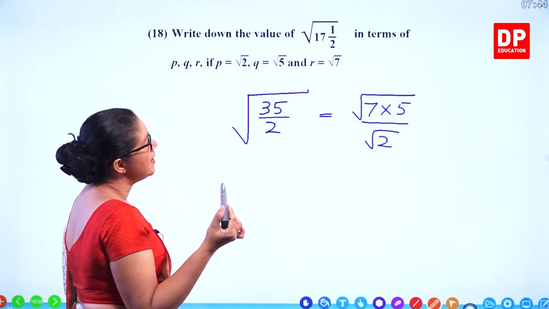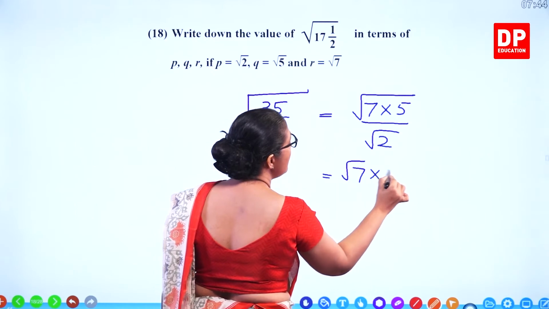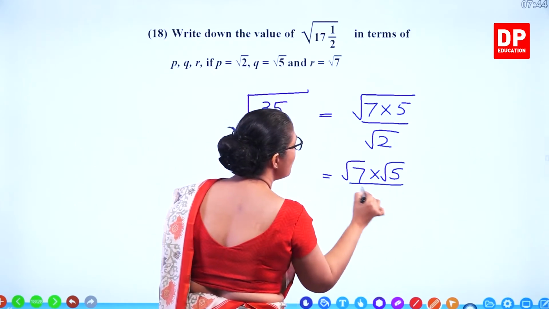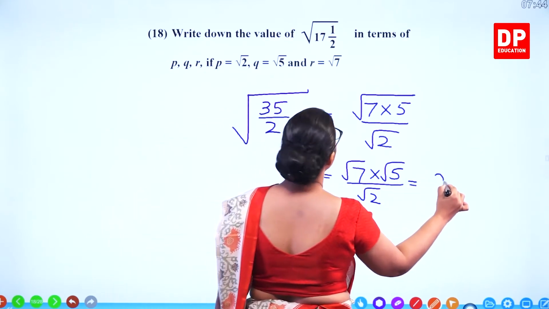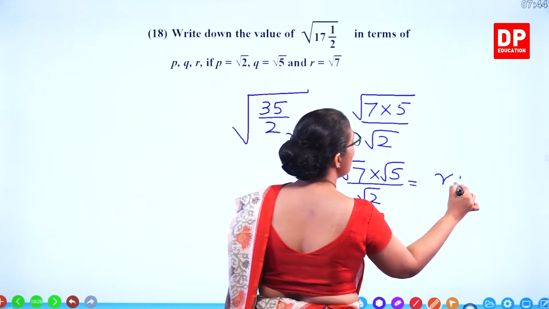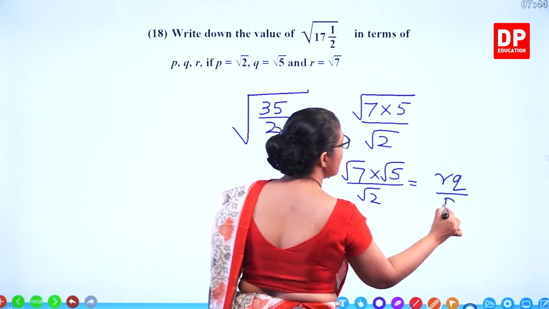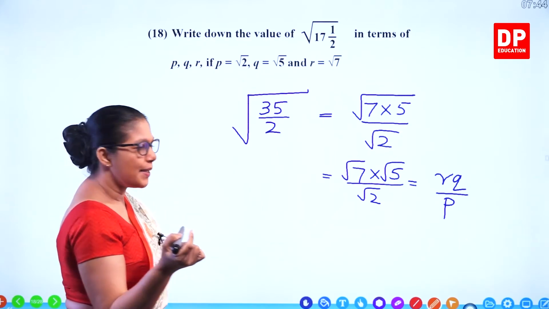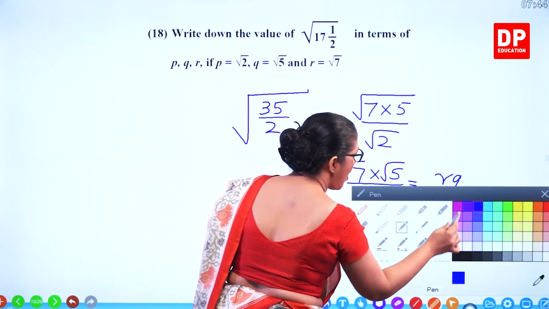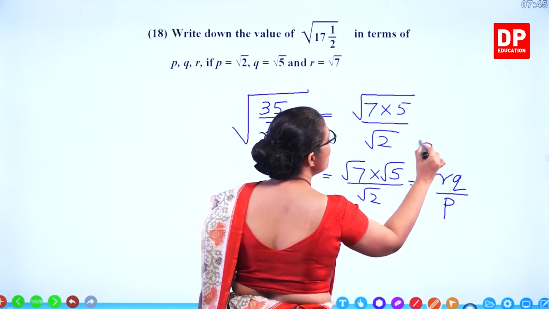Inside or outside, it's the same. Now I can write this as root 7 into root 5 over root 2. What is root 7? That's R. Root 5? That's Q. Root 2 is P. So you can write this value as R Q over P. That's not hard. You can do it straight away. So 2 marks for that.